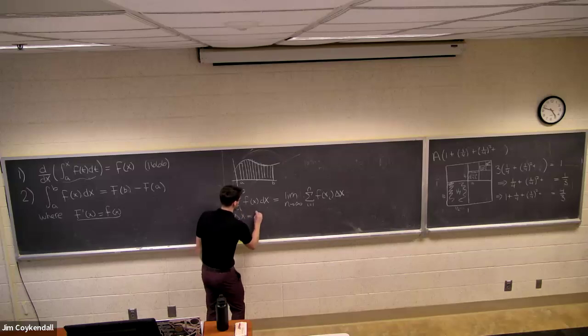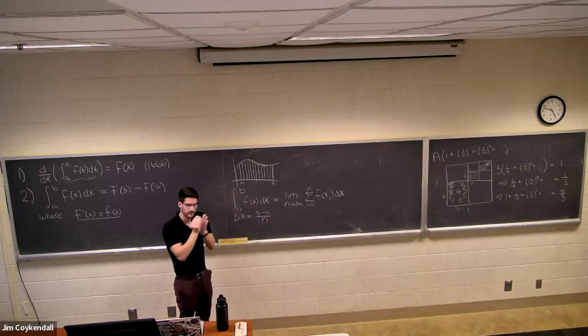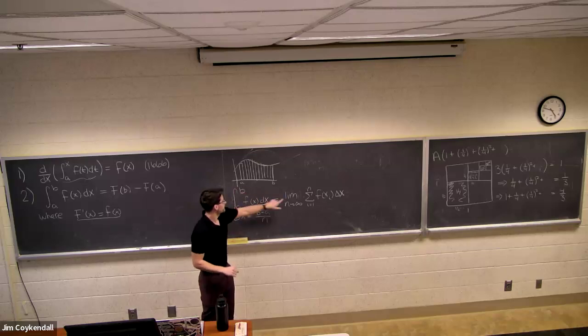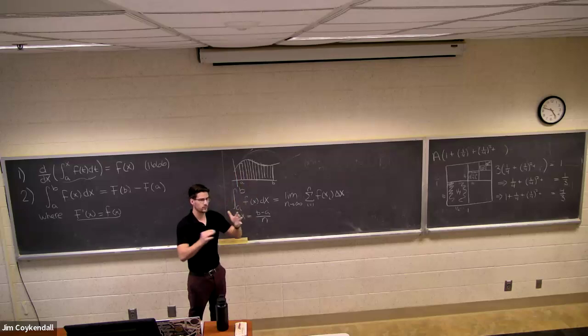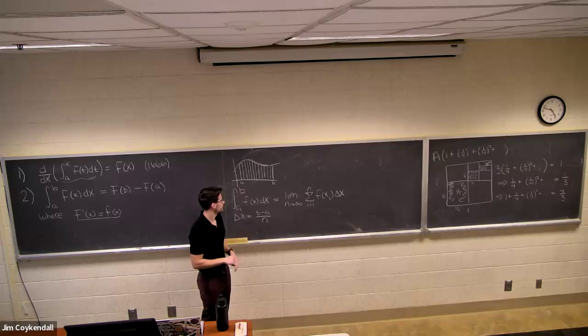Change in x is just the width of them, so it's the length of my interval divided by the number of rectangles. They all have the same width. We might say the length divided by n. So the idea is, as the limit as n goes to infinity, so the limit as the number of rectangles goes to infinity, this should get arbitrarily good, and we should get the area, right? And this is not super nice algebraically, but you can do it for simple functions.